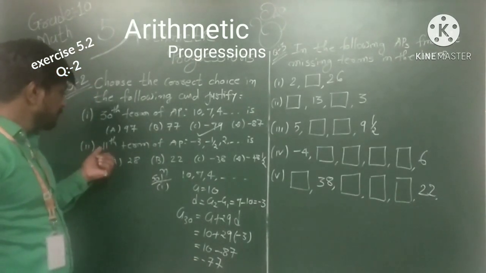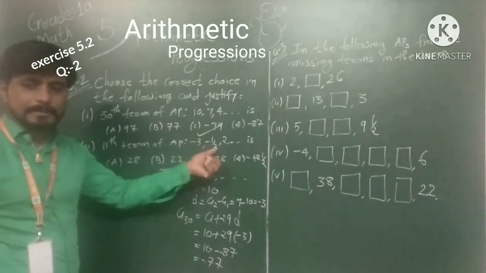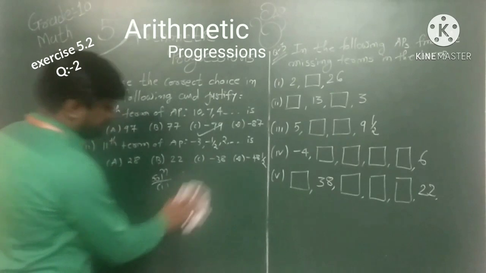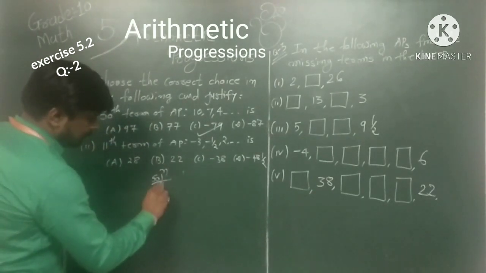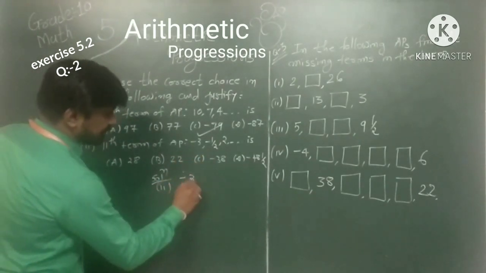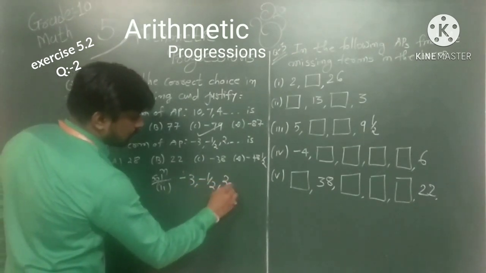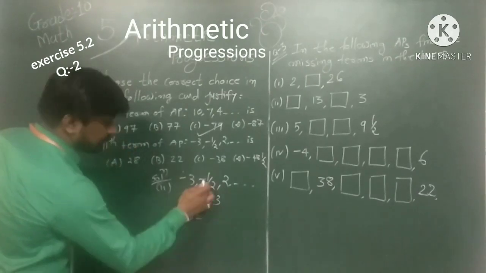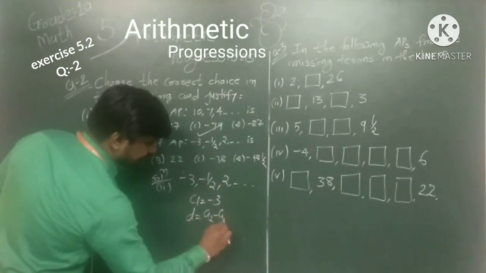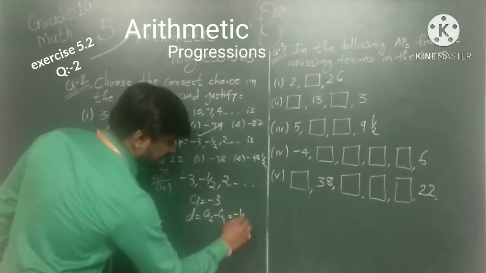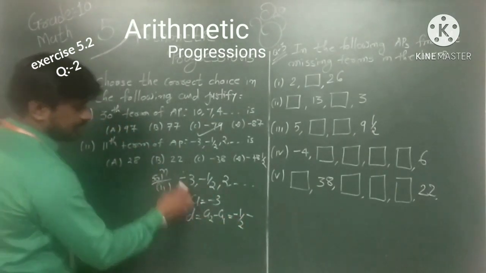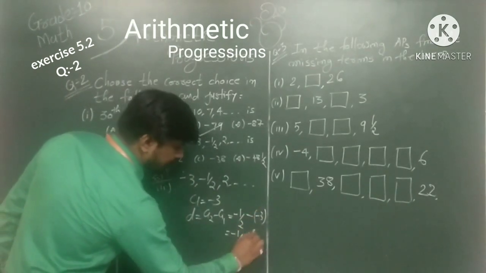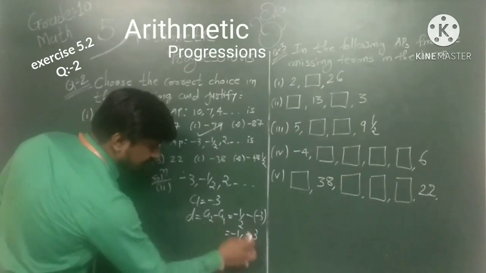Look, second one. What is the 11th term of this AP? First of all, I write our AP and find A and D. This is our AP: minus 3, minus 1 half, 2, and so on. A is equal to minus 3, and what is D? D is equal to A2 minus A1. That means minus 1 half minus A1, which is again minus 3. That means minus 1 half minus minus 3, which becomes plus 3, so 3 minus 1 half.